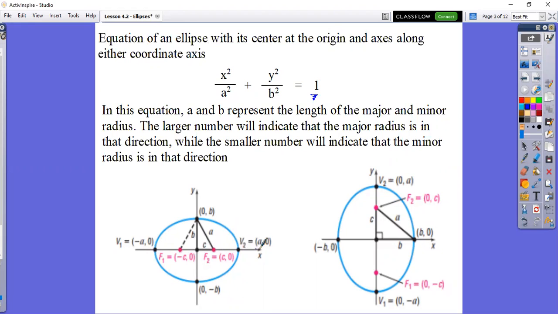This one is an example where the major radius will be along the x-axis. So the major axis would be the x-axis, and then the minor radius would be along the y-axis. The minor axis would be the y-axis. And then in this one, the major axis is the y-axis, and the minor axis is the x-axis. So the larger one is major, the smaller one is minor.